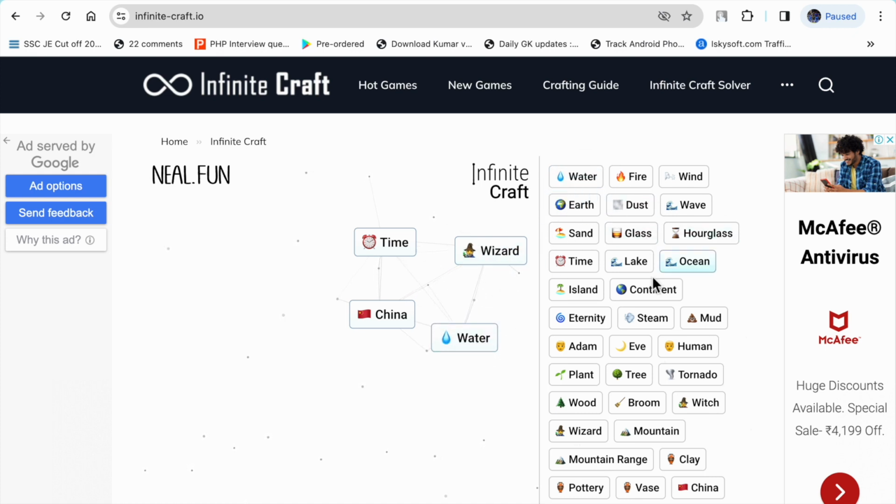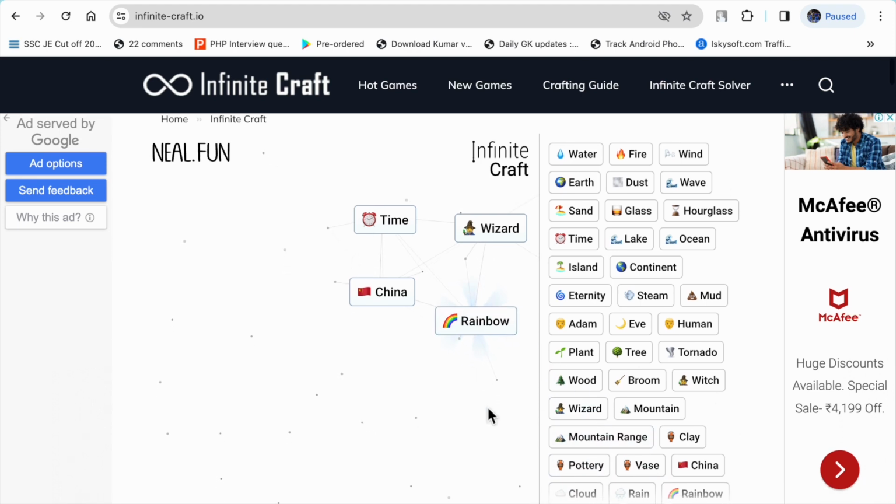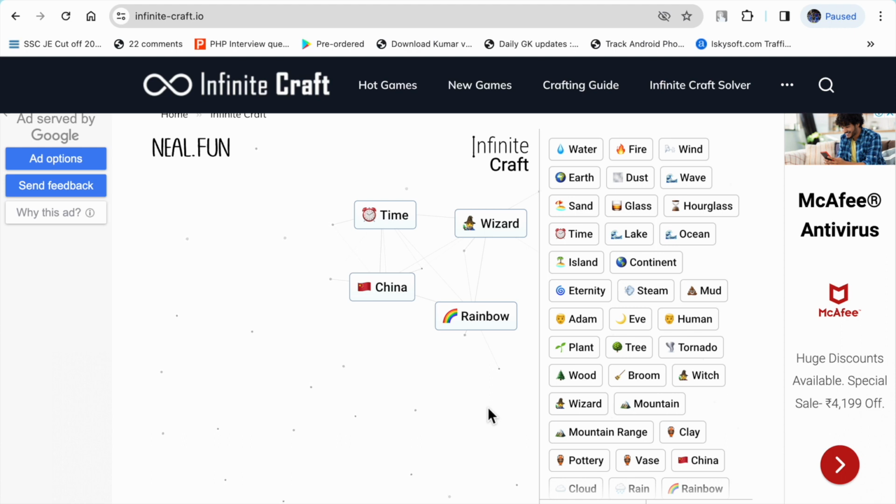Now water plus steam. This makes cloud. Now cloud plus water. This makes rain. Now rain plus rain. This makes rainbow. Now fire plus dust. This makes ash. Ash plus rainbow. This makes unicorn.